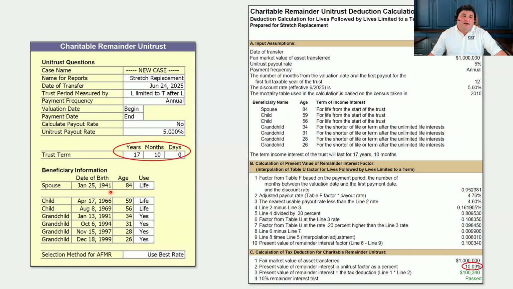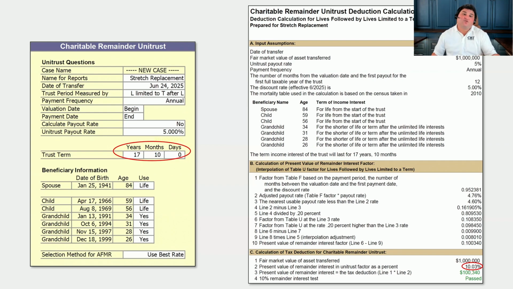So we've got the ages of our three lifetime income beneficiaries, the spouse and the two children, and then the ages of our four grandchildren. And what we're going to do is we put that payout rate at 5%. That's the minimum payout rate we can use. And we're going to start that successor term to the grandkids at 20, because that's our maximum.